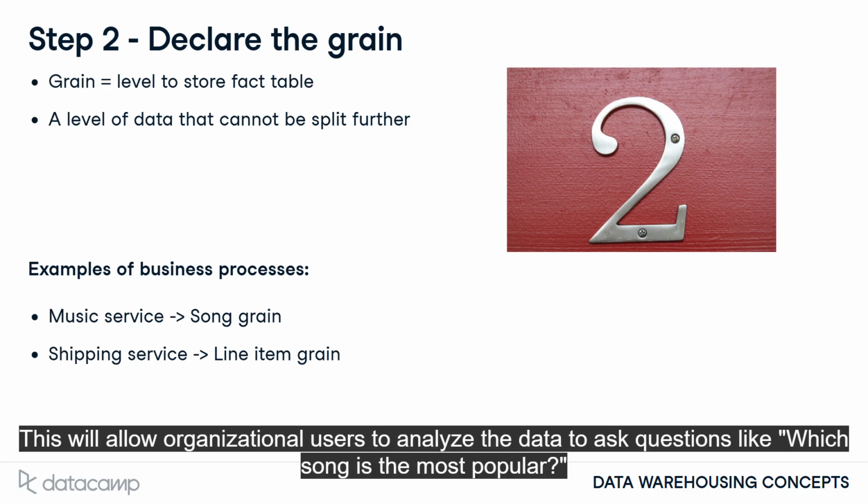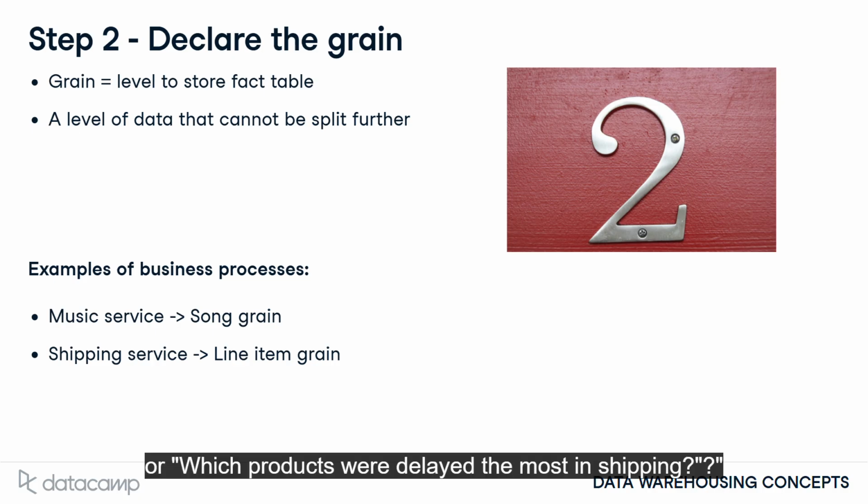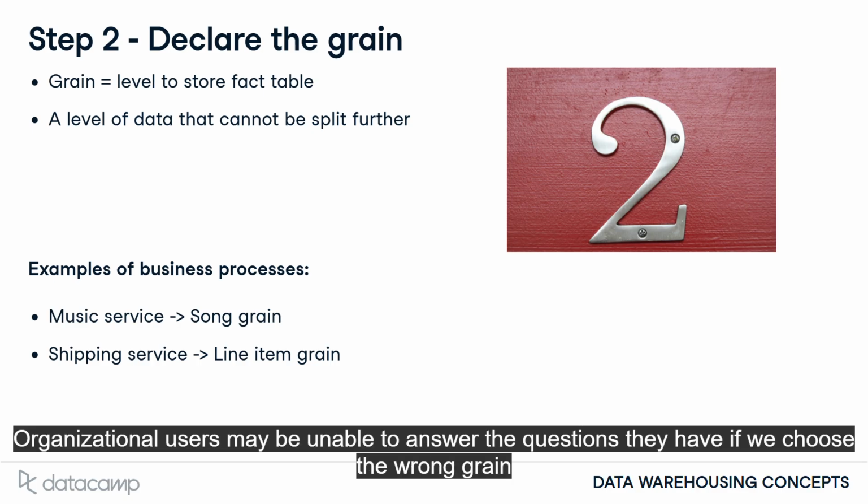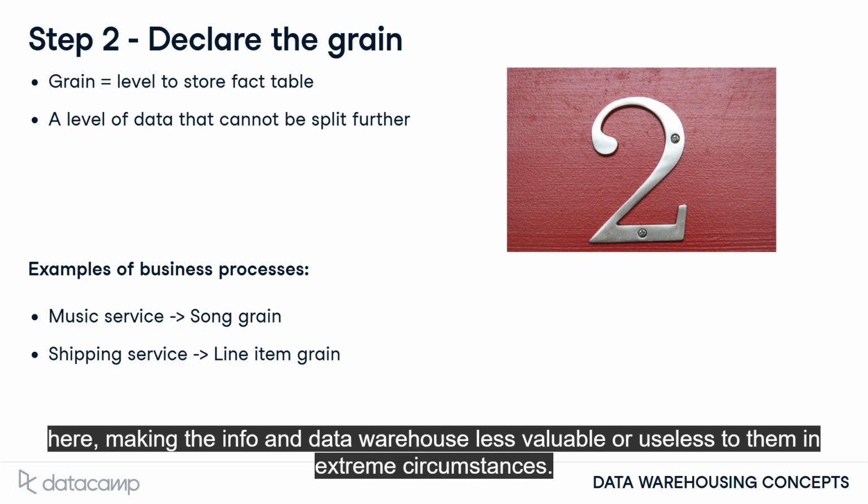This would allow the organizational users to analyze the data to ask questions like, which song is the most popular? Or which products were delayed the most in shipping? Organizational users may be unable to answer the questions they have if we choose the wrong grain here, making the data warehouse less valuable or useless to them in extreme circumstances.